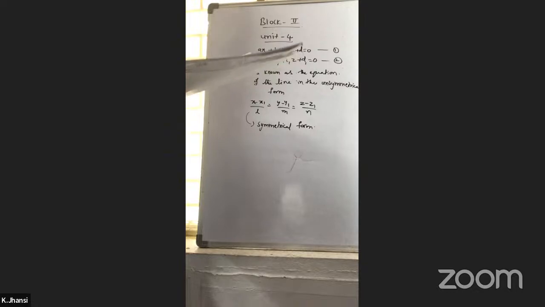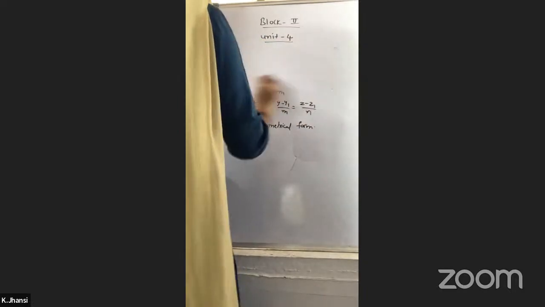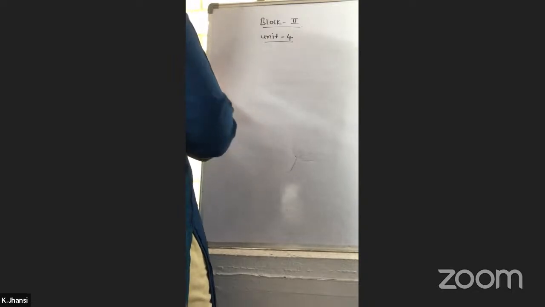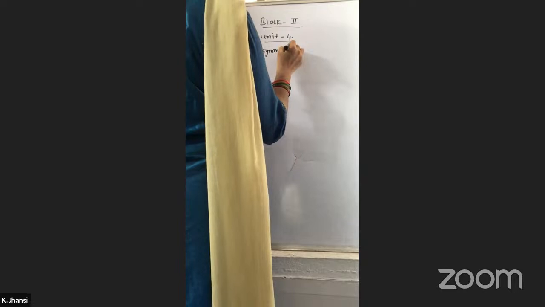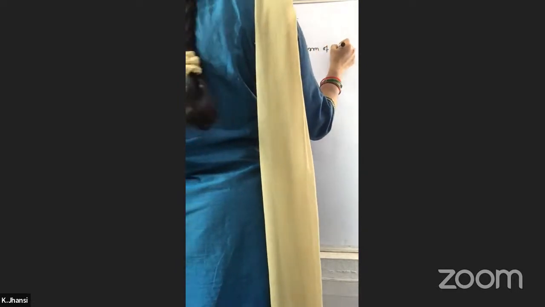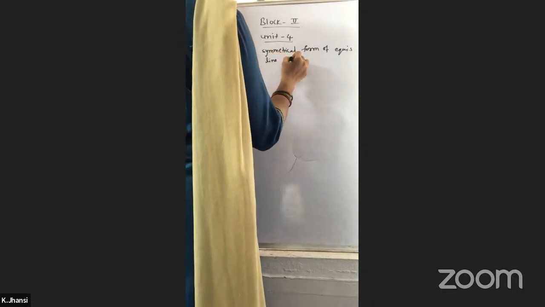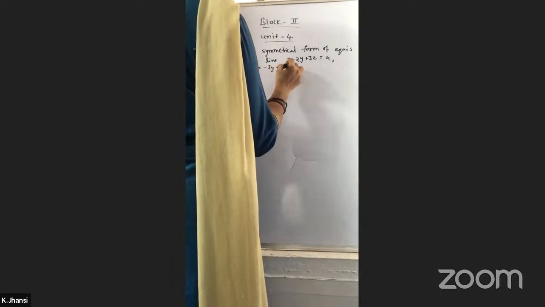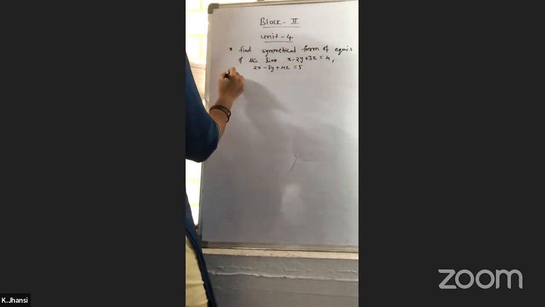The problem is: find the symmetrical form of the equations of the line x minus 2y plus 3z equals 4, 2x minus 3y plus 4z equals 5. With the help of these two plane equations, which are in unsymmetrical form, you have to convert them into symmetrical form.